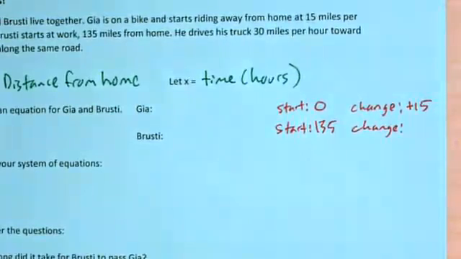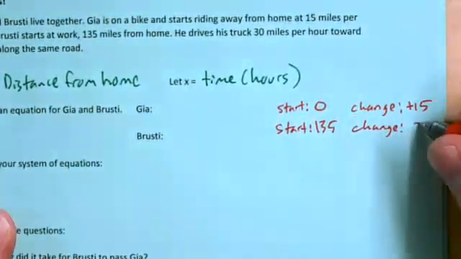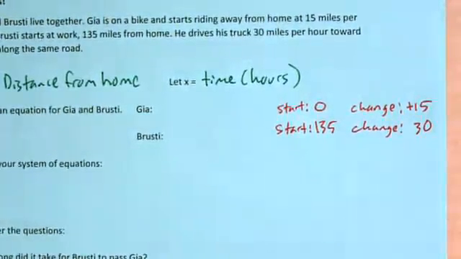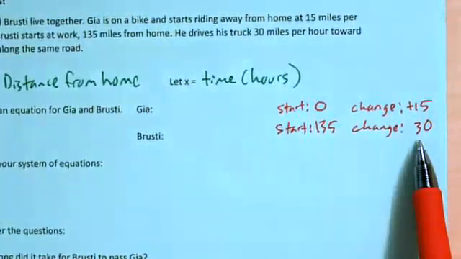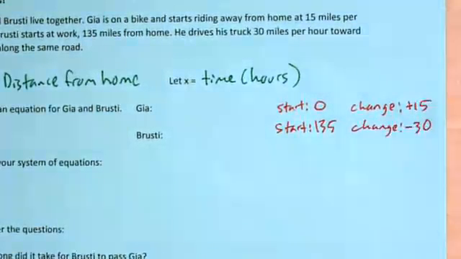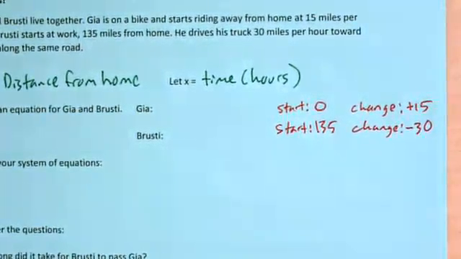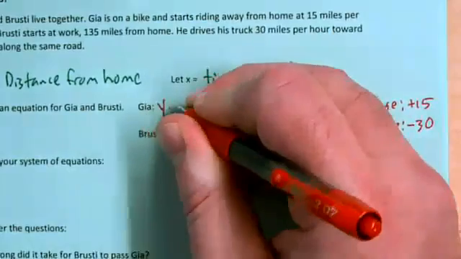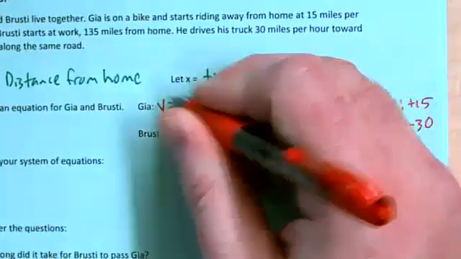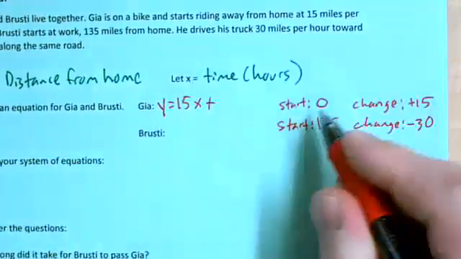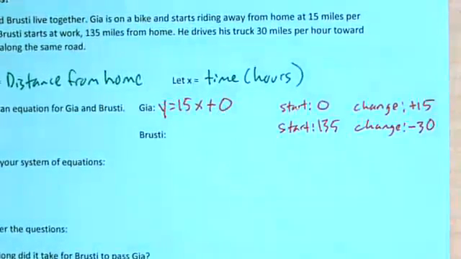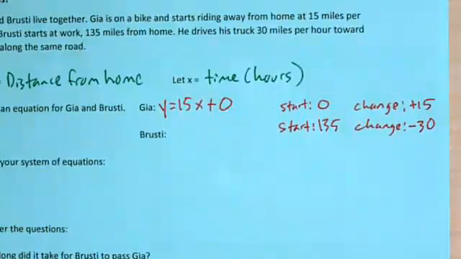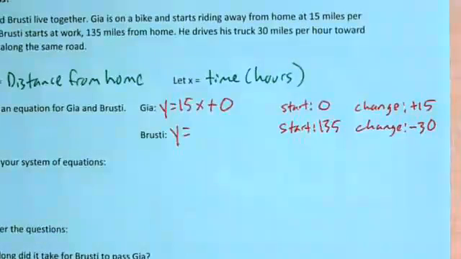What about Brewsty? His speed is 30. Is his distance from home getting bigger or smaller? Because he's heading towards home, right? So his distance is getting smaller and smaller and smaller. So what do we need to do to this 30? We'll make it negative. So once we have a start value and a change, it's really easy to write the equation. It's y equals mx plus b. M is going to be your change. B is going to be your start value. So Gia's equation would be y equals 15x plus 0. Could you go ahead and write Brewsty's equation for me, please?